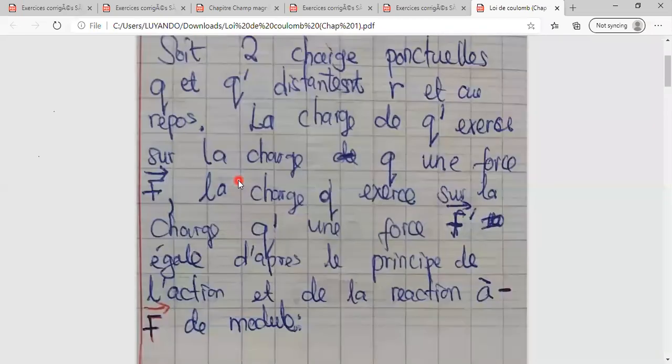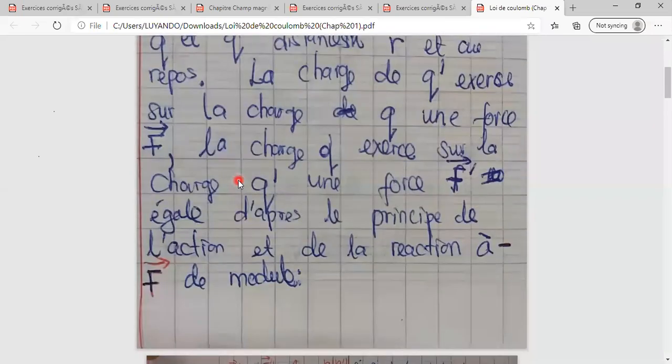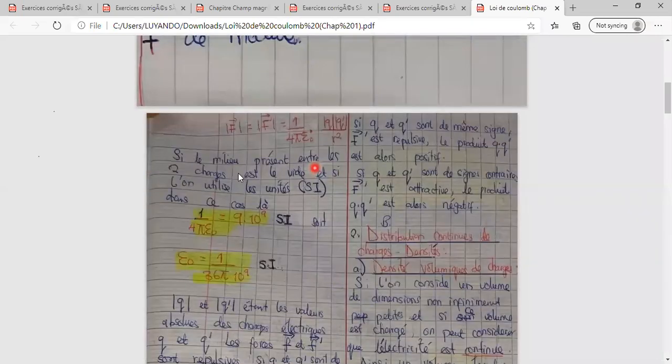So we move, we're saying, oh my God, okay. Si le milieu présent entre les deux charges est le vide, et si l'on utilise les unités SI dans ces cas-là, we have 1 over 4 pi epsilon 0 equal to this. If you replace here with your epsilon, which usually in questions they'll give you, or they'll give you the Ke, which is the Coulomb's constant, with the SI units. The SI units for this is Newton meter squared per Coulomb squared, which they'll usually give you. And then our epsilon is this, which I'm just mentioning.